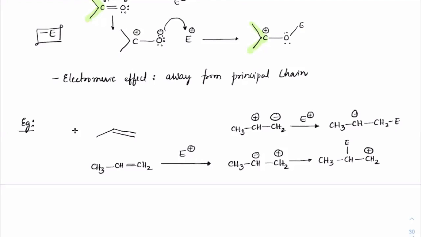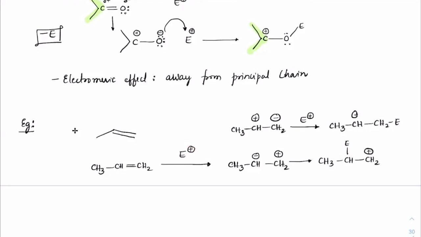Now you will be asked which of these electromeric effects is more effective, or which is the major product. When the electromeric effect happens, these two are feasible forms. Which is more stable between these two? Check on the basis of the product formed. This carbocation is forming on the secondary position. This carbocation is forming on the primary position. So which is more stable?